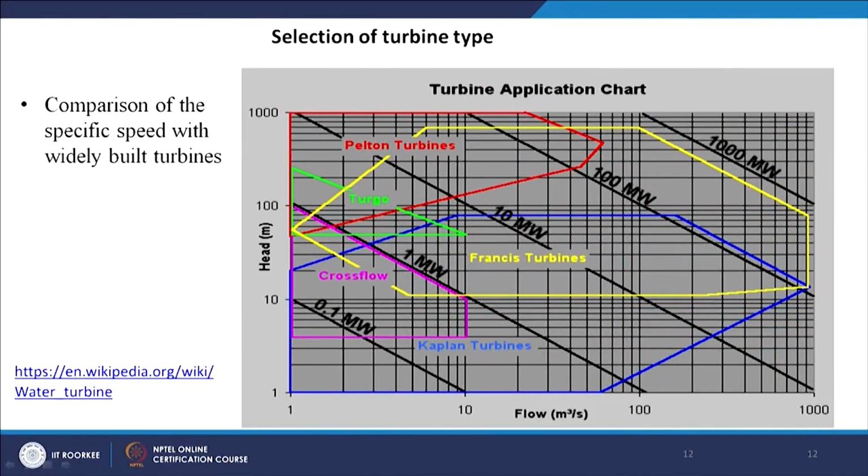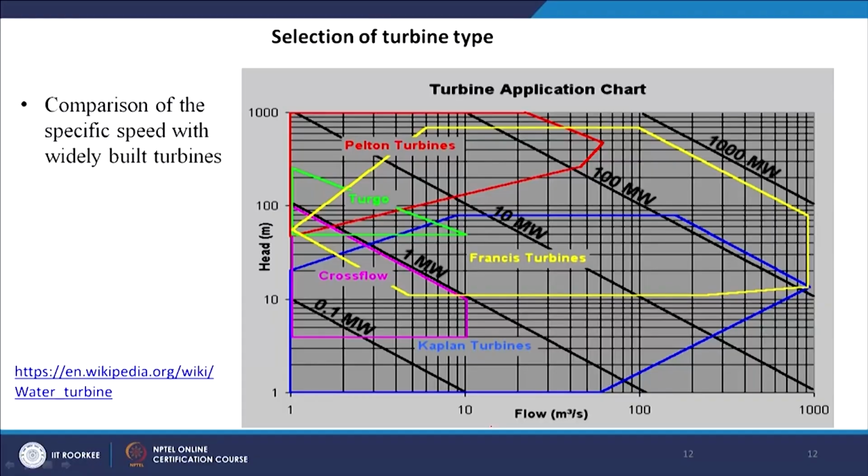Now, we will discuss how the turbine can be selected. Turbine selection depends upon some factors. One is your head requirement, another is the requirement of the power production. So, what is the flow available, what is the head available and what is the capacity we are expecting from the plant. That will help us to decide what type of turbine can be chosen.